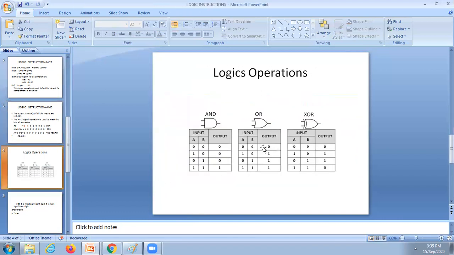Then the next one is the OR operation. As per the meaning of OR, if any one input is high, the output is high. The same thing applies in the truth table. If both are 0, the output is 0. 1 0, output is 1. 0 1, output is 1. 1 1, output is 1. If any one input is high, the output is high. That is OR logic.